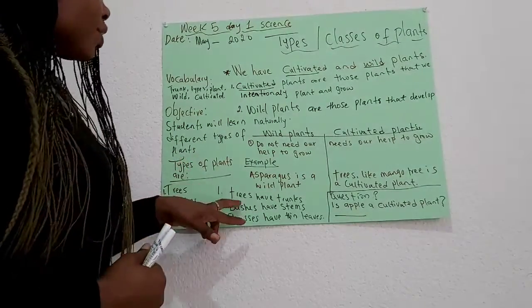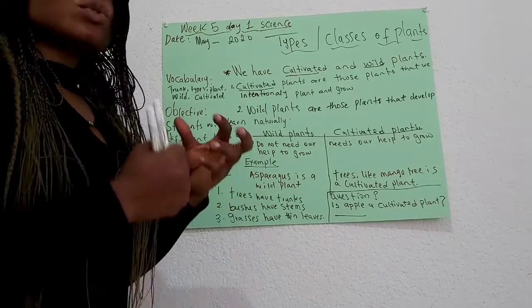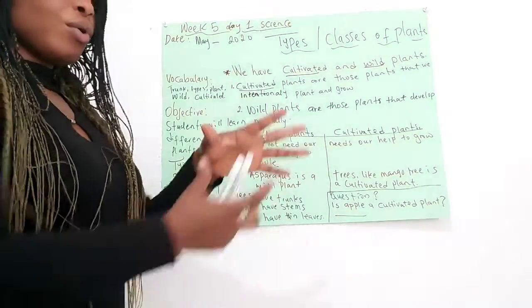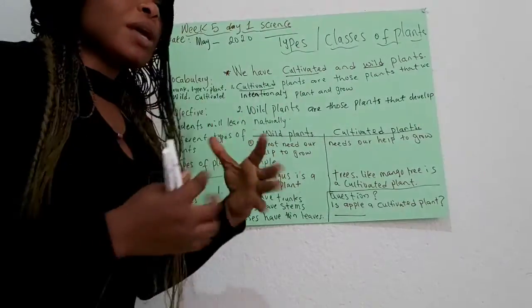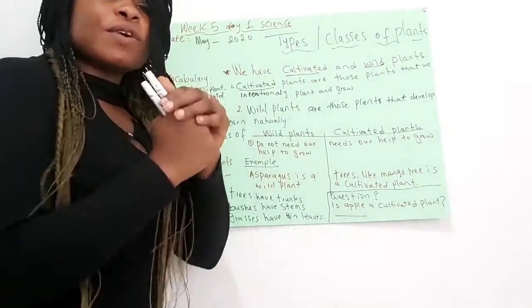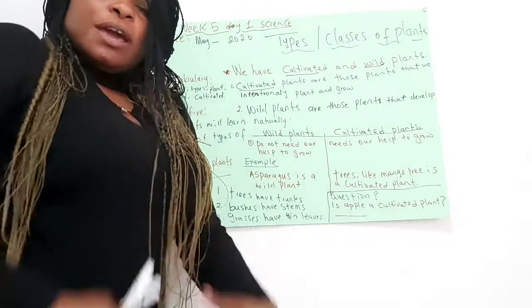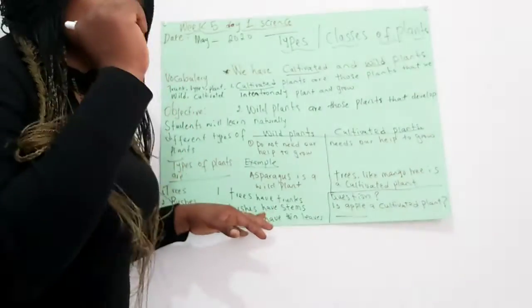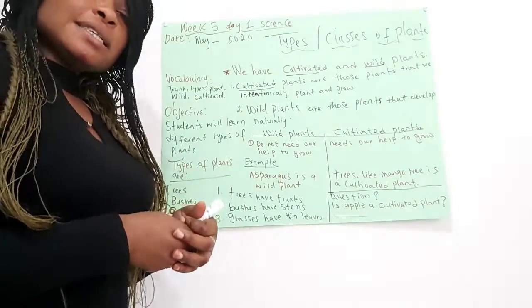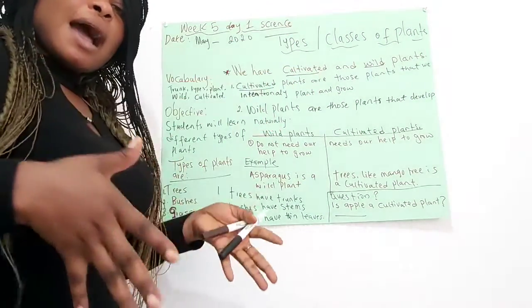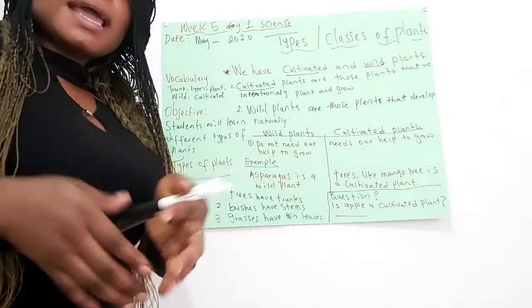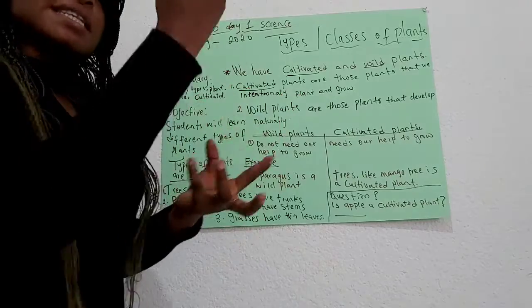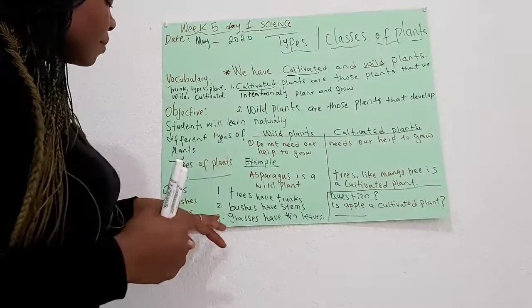Okay? And trees have what we call a trunk. In a tree, you will find a trunk, the body of a tree. That is what? A trunk. Bushes have stems. What are stems? The ones that are attached also on the body. Those are stems, from where it gets nutrients.